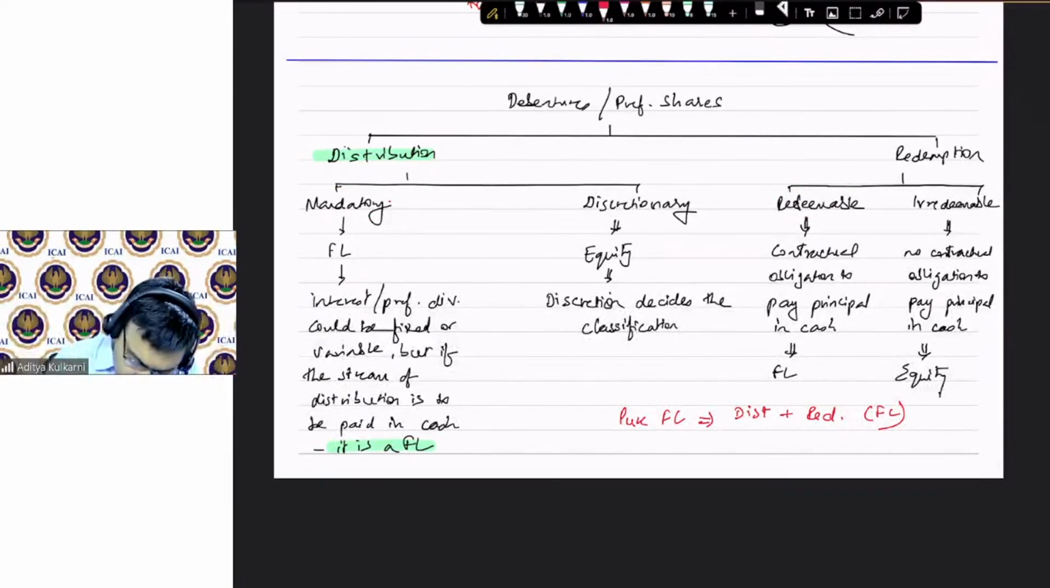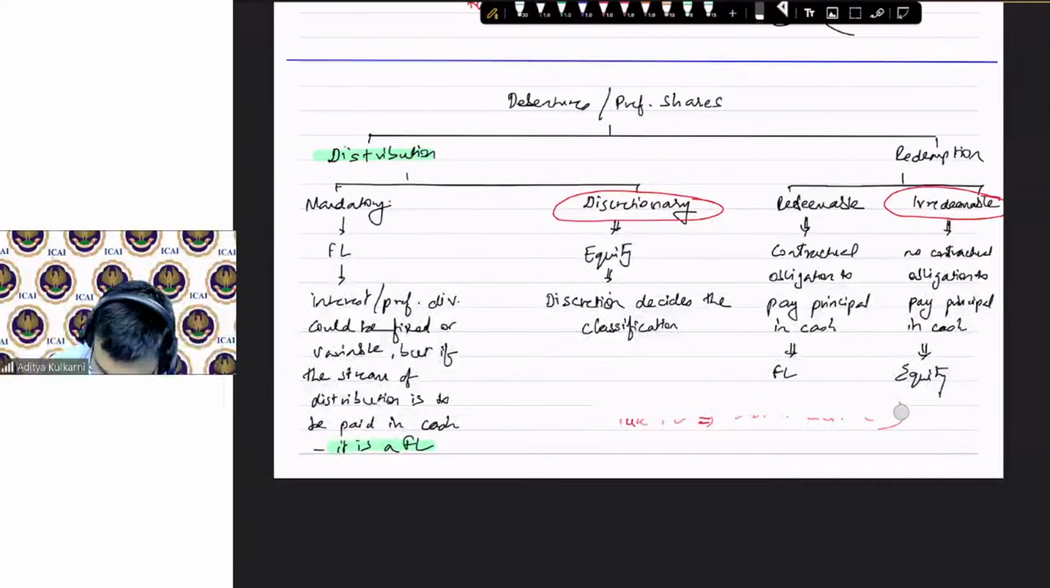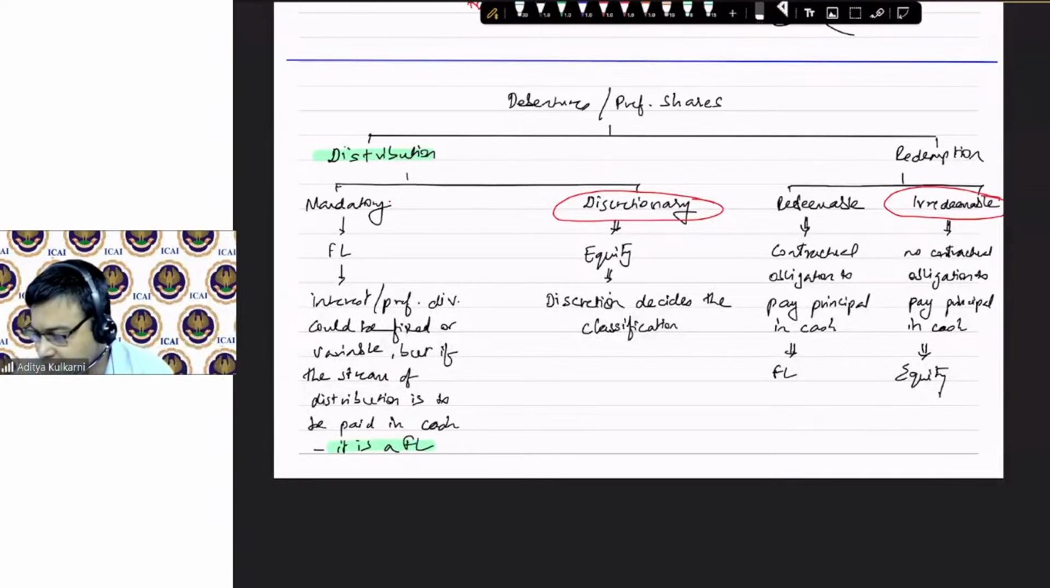Look at an instrument with discretionary dividends and irredeemable principal. So what does it mean? I had a lot of queries that spoke about discretion. What is discretion? Suppose you have purchased shares of Reliance Industries.